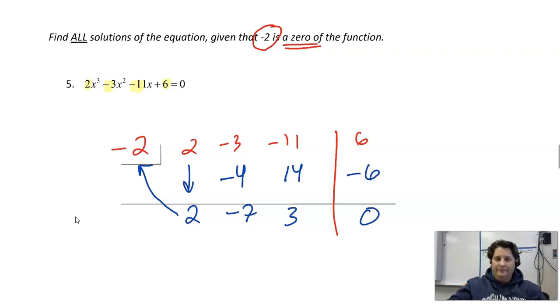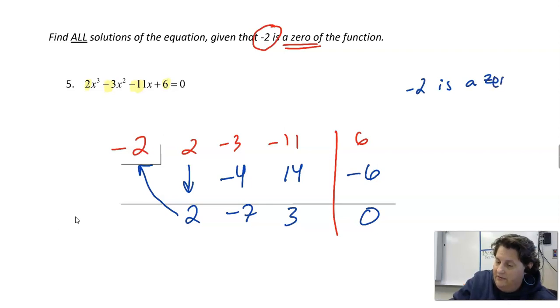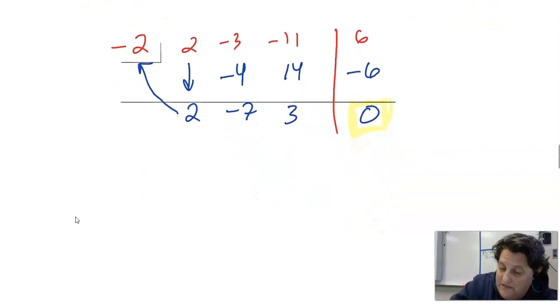All right? That's great. So that tells me that, yes, negative 2 is a 0, or solution, or whatever you want to call it, because I got to 0 at the end. But now it wants me to find all the solutions. So how do I find the rest of them? Okay, well, this is the important part here, guys.